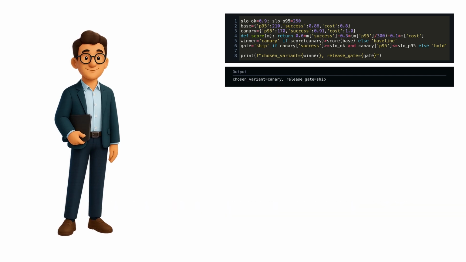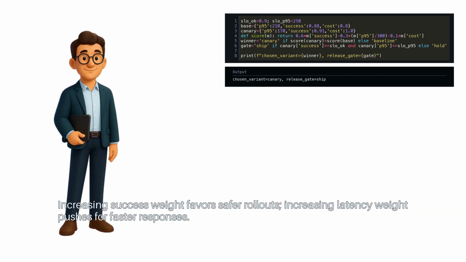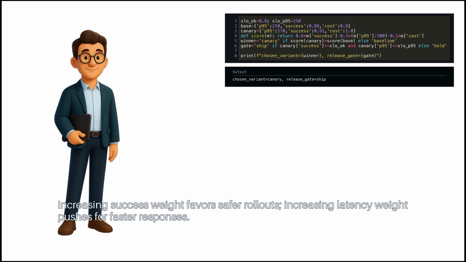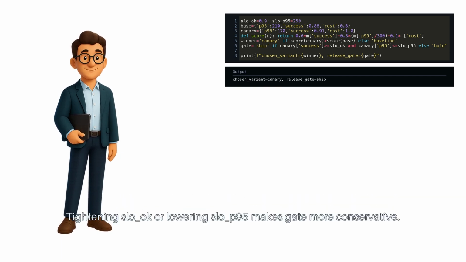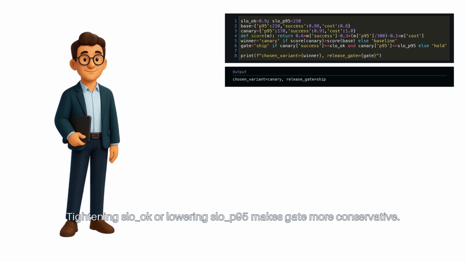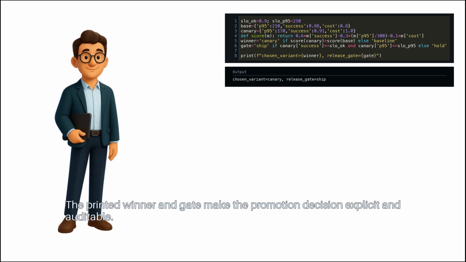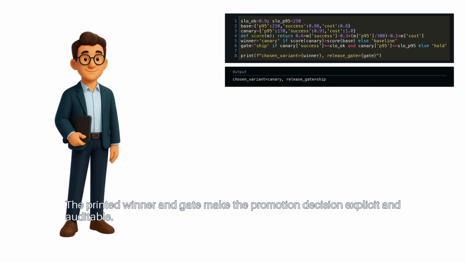The variable winner selects the higher score, while gate requires the canary to meet SLO_OK and SLO_P95 to proceed. Increasing success weight favors safer rollouts. Increasing latency weight pushes for faster responses. Tightening SLO_OK, or lowering SLO_P95, makes gate more conservative. The printed winner and gate make the promotion decision explicit and auditable.